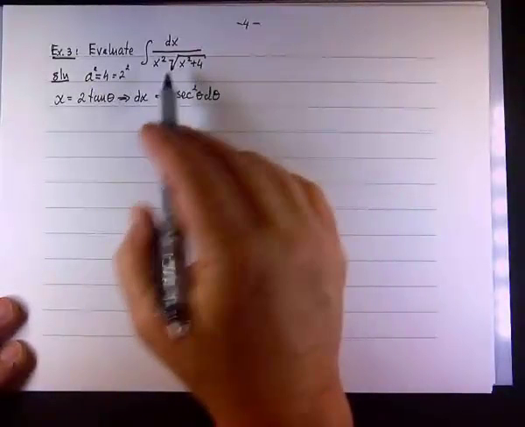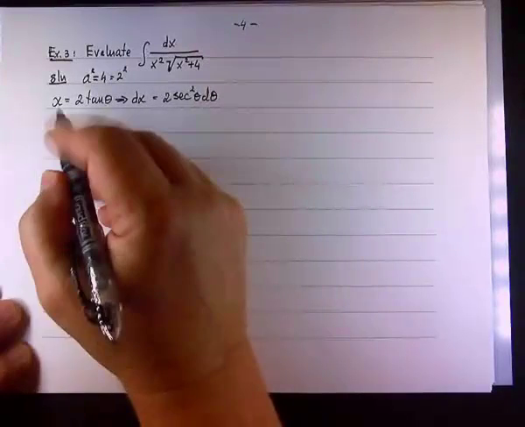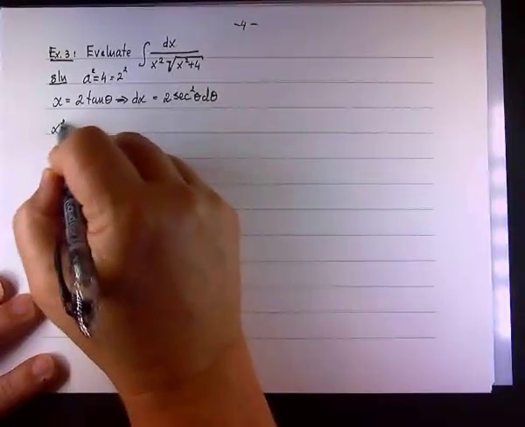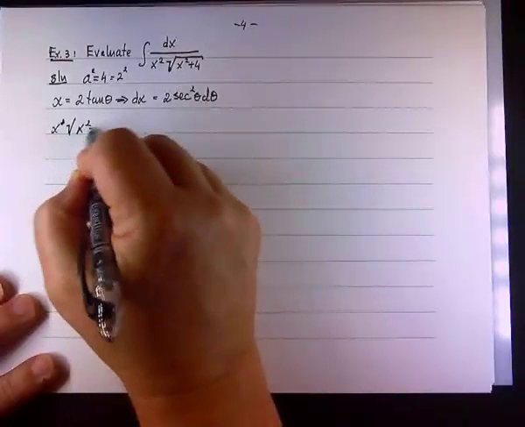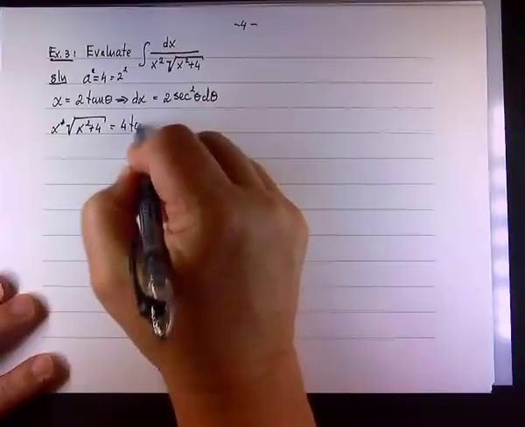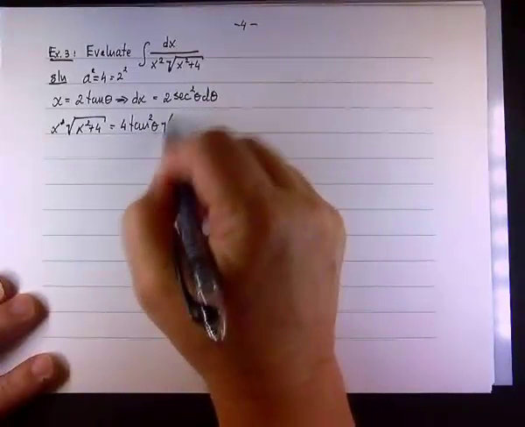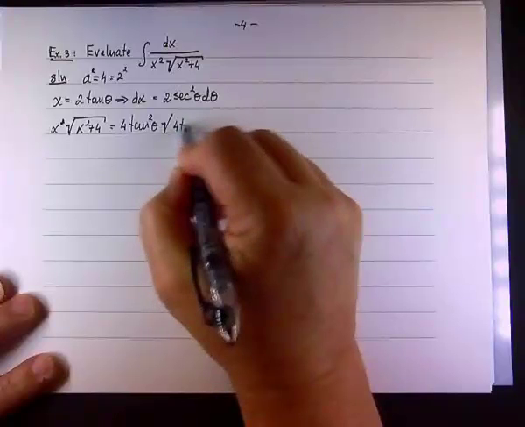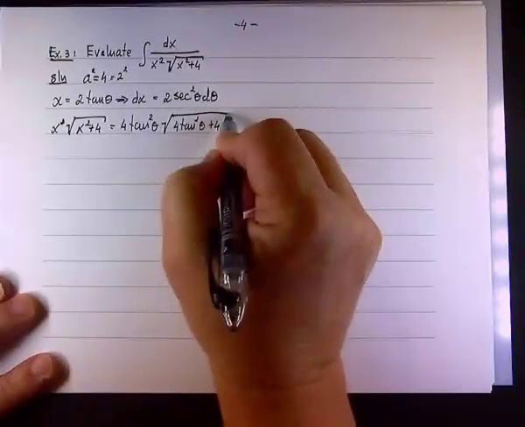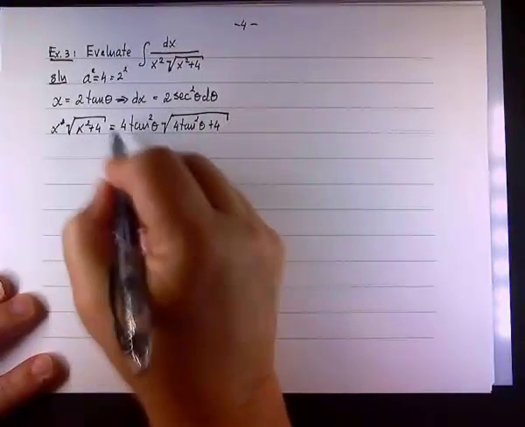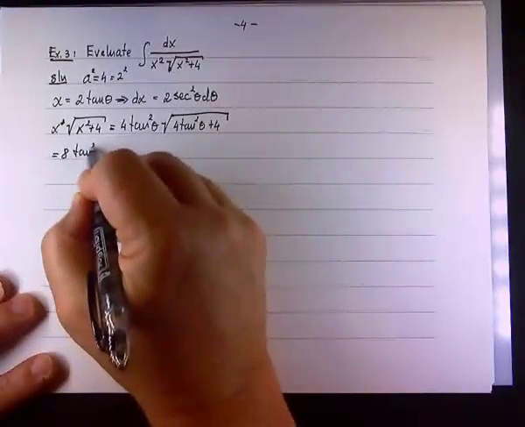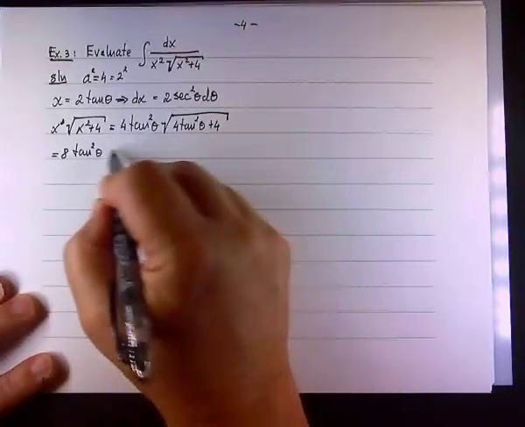All right, now we need to evaluate. Let's evaluate the denominator, okay? Let's see what happened with the denominator. So we're looking at x squared times the square root of x squared plus 4. Well, x squared will be 4 tangent squared. And the square root of 4 tangent squared plus 4, of course, factor out the 4, the square root of 4 is 2, so you end up having 8 tangent squared.